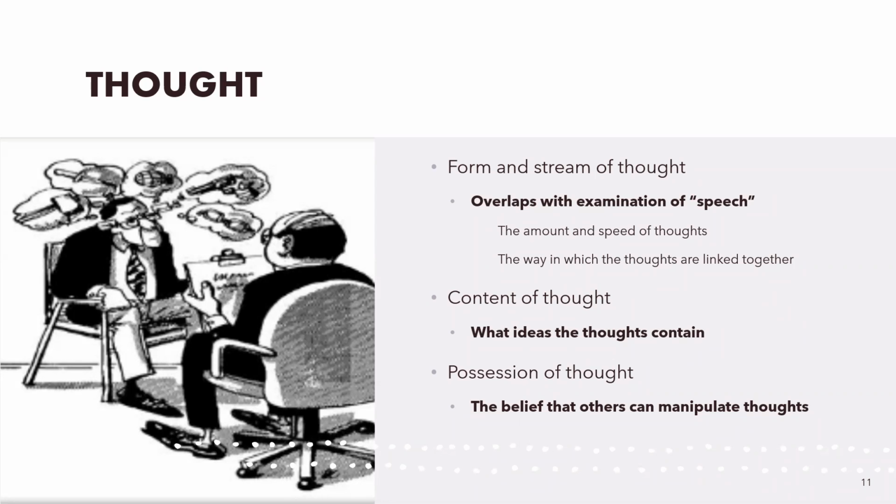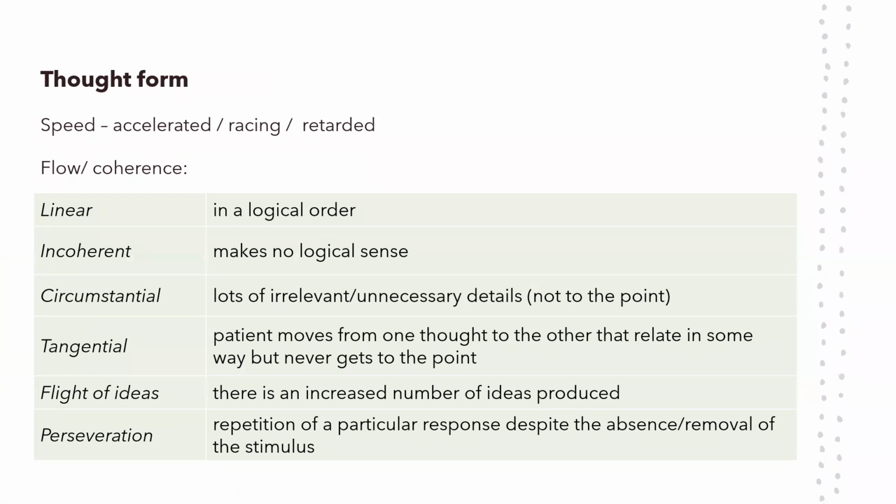Now, for the content of thought, it's about what ideas and thoughts they have. So, do they have any suicidal ideation? Do they have any thoughts of self harm, any obsessions or jealousy? And then for possession of thought, it's the belief that others can manipulate their thoughts. And then we'll talk about that in the coming slides. So these are again some words on your left that you can use to describe the thought form.